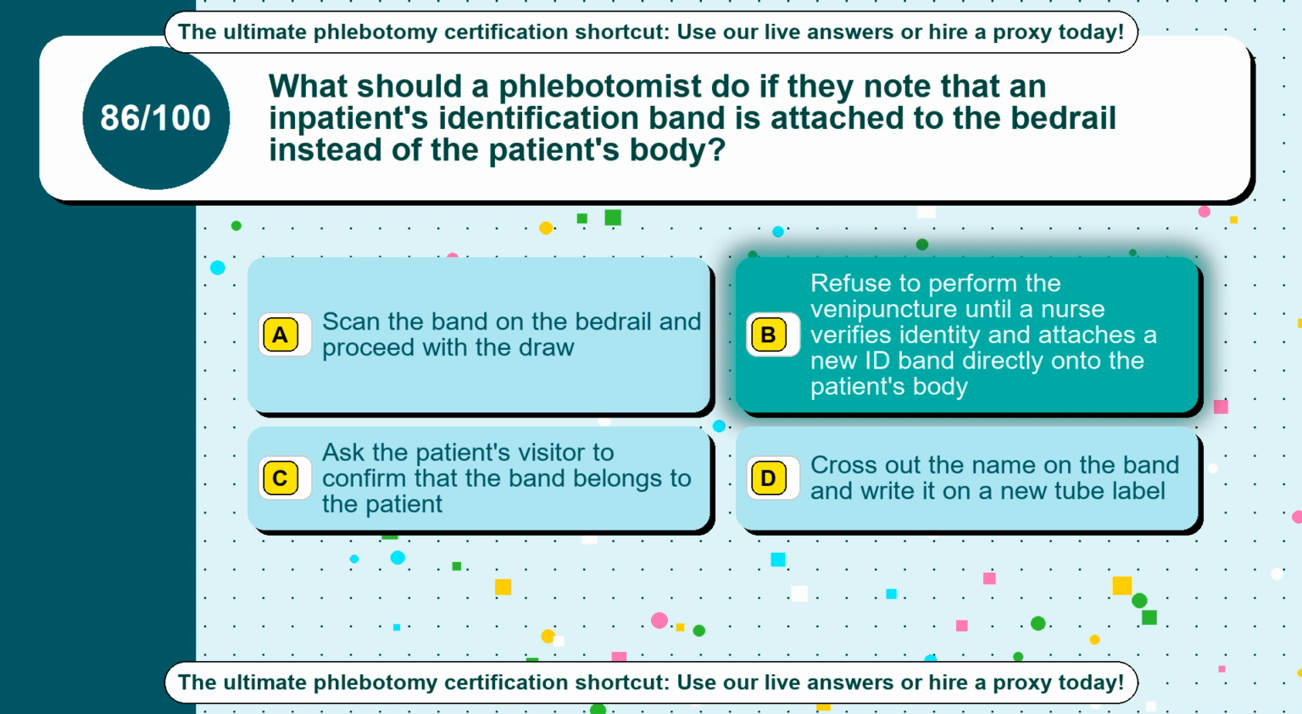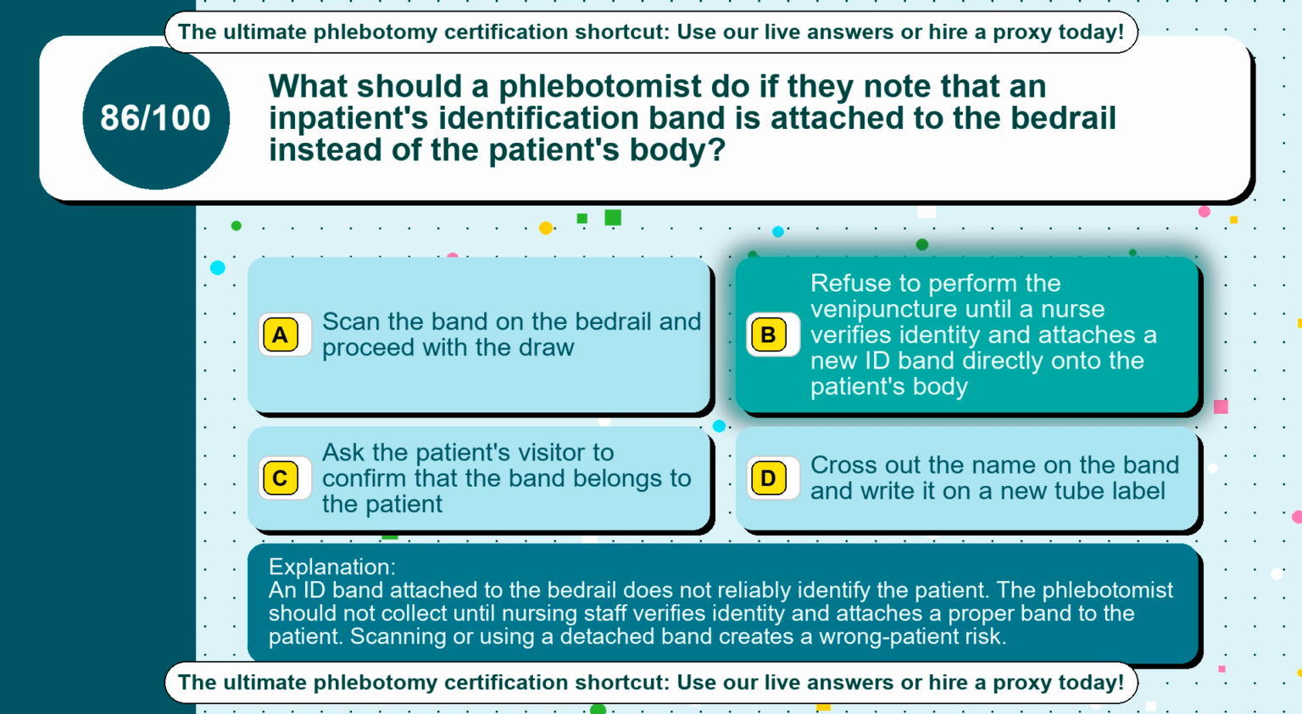The correct answer is option B, refuse to perform the venipuncture until a nurse verifies identity and attaches a new ID band directly onto the patient's body. An ID band attached to the bed rail does not reliably identify the patient. The phlebotomist should not collect until nursing staff verifies identity and attaches a proper band to the patient. Scanning or using a detached band creates a wrong patient risk.